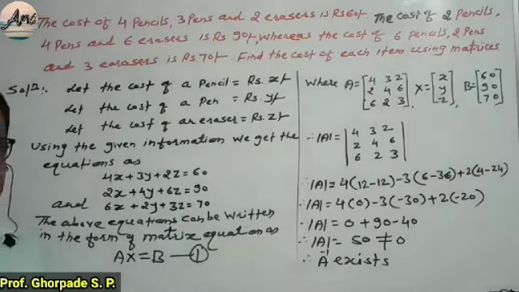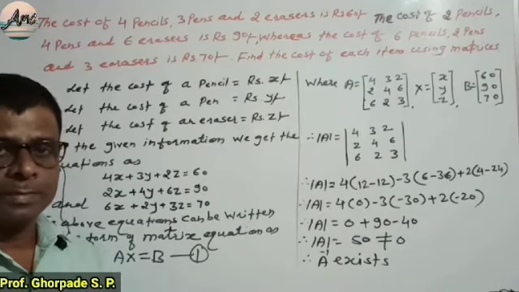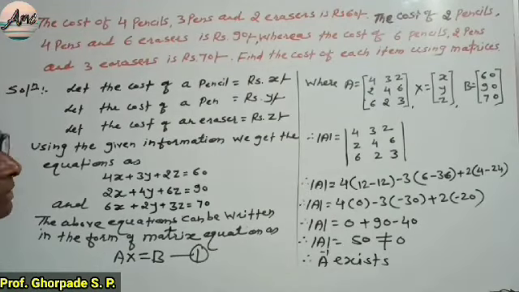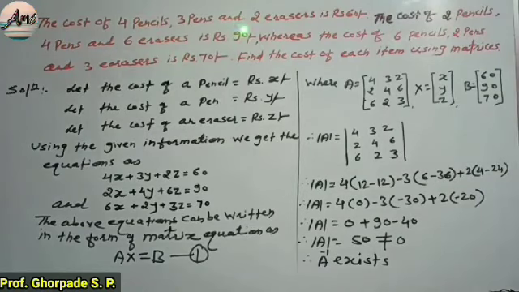Now take the next example as a word-based problem. The example is like this. The cost of 4 pencils, 3 pens and 2 erasers is rupees 60. The cost of 2 pencils, 4 pens and 6 erasers is rupees 90. Whereas the cost of 6 pencils, 2 pens and 3 erasers is rupees 70. So find the cost of each item using the matrices.